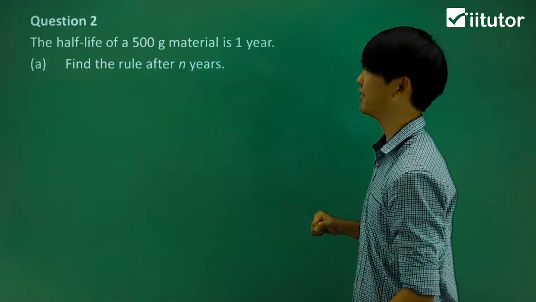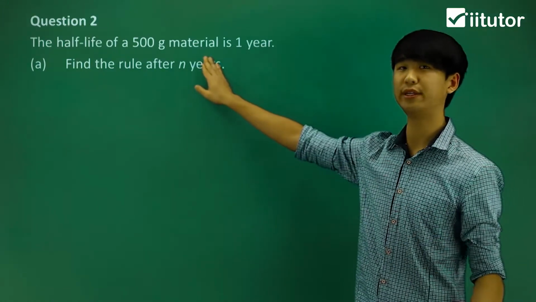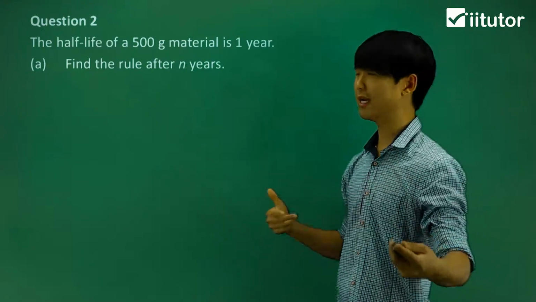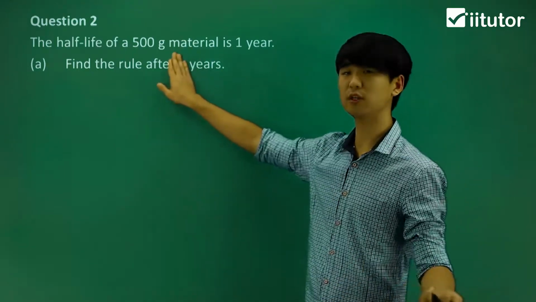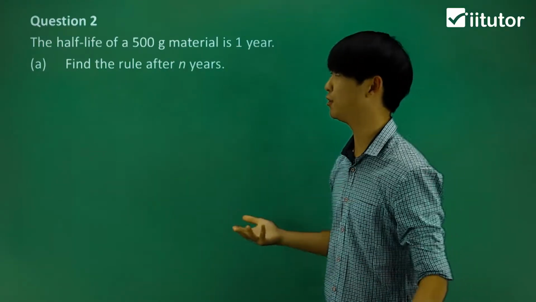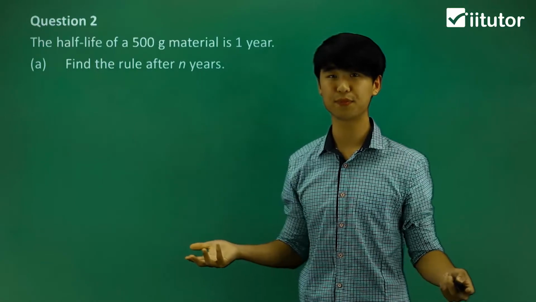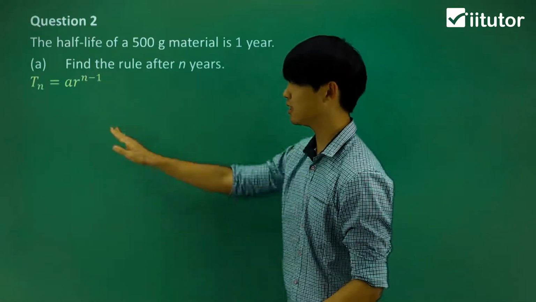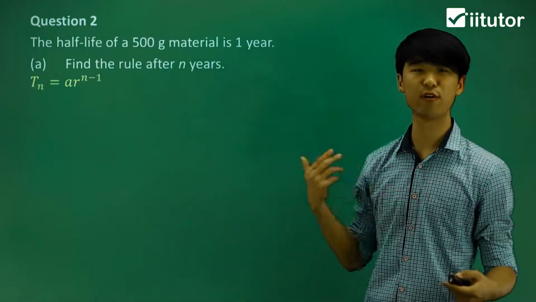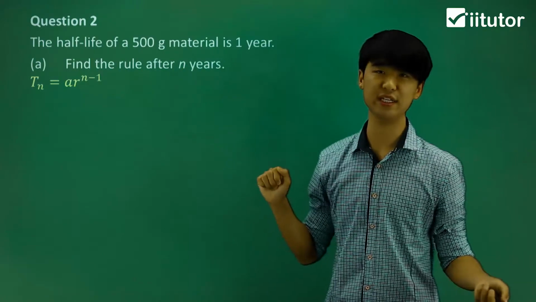Now in question 2, it says that the half-life of a 500 gram material is 1 year, and in part A it says to find the rule after n years. The half-life of a material refers to the material decaying after a certain period of time, and it decays by a factor of half. Again, finding the rule just means I want to find the term formula. So let's find A and let's find r. And n is just n years anyway.